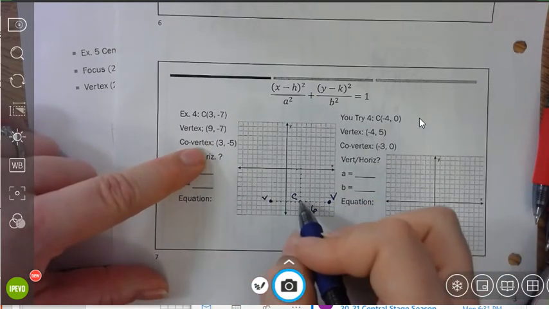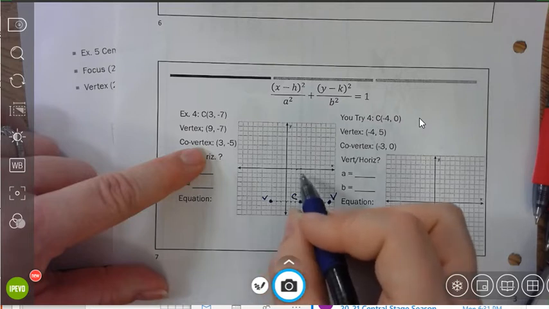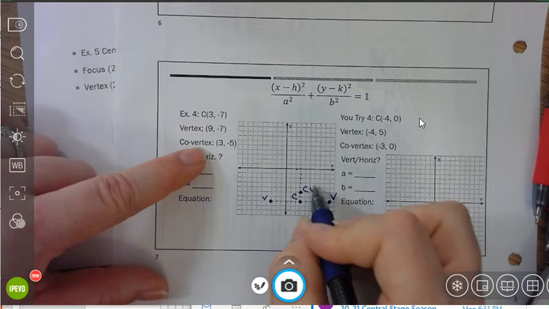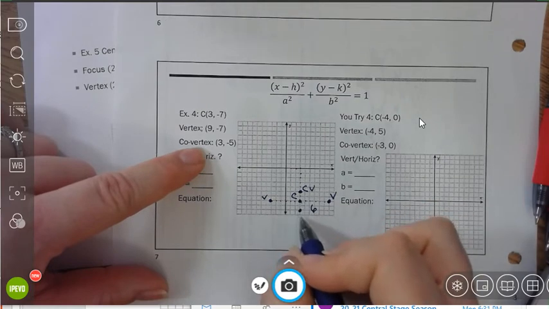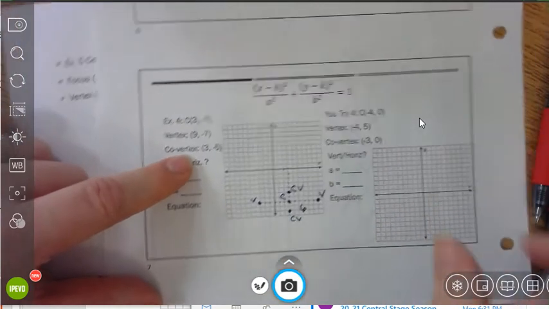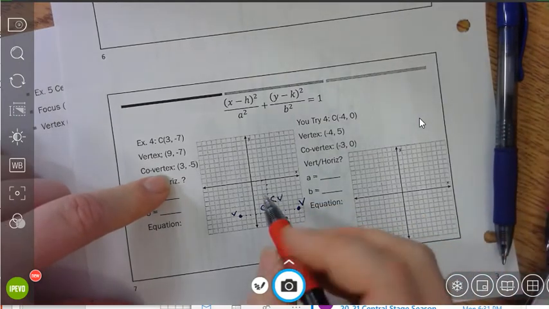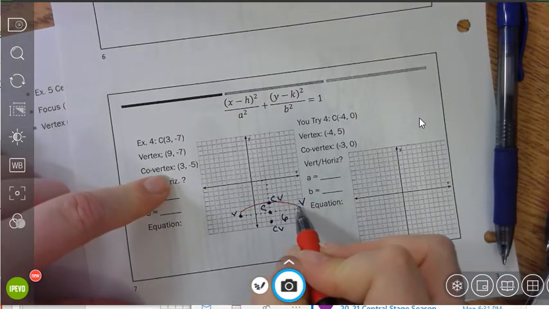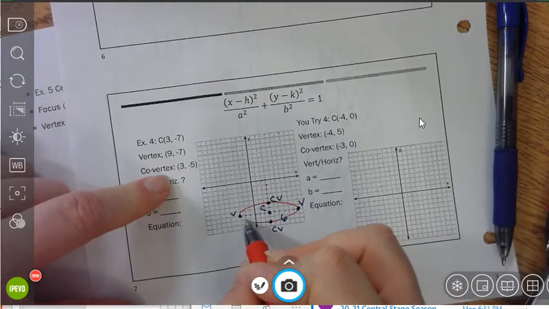And the covertex is at 3, negative 5. So 1, 2, 3, 4, 5. This is the covertex. So 2 down would be the other covertex if you need it. Then if you want to draw it, you can. You don't have to.